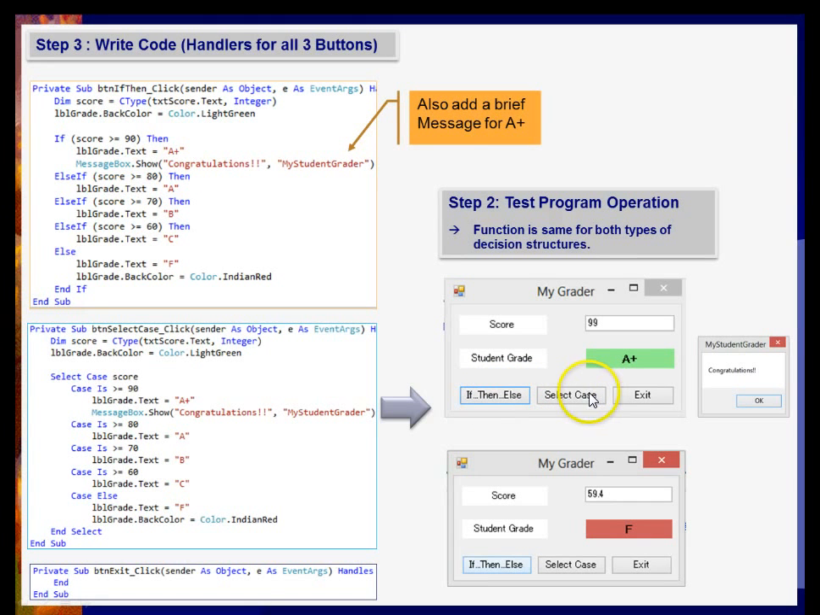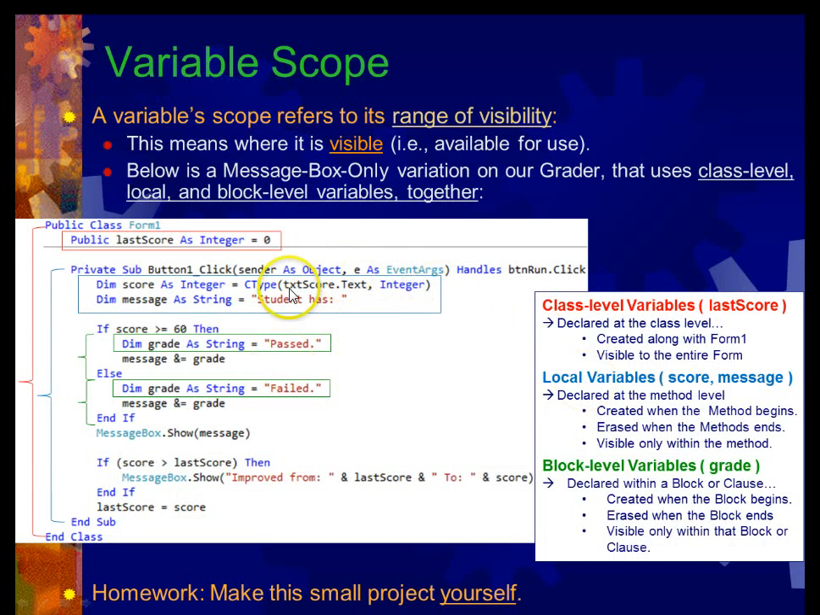You don't need it, but just as an exercise, just to show that you know how to do it, we can have a separate button using the other structure called select case. Okay? Everyone get that? And then remember we did this last week. This was about variable scope. So let's just review that.